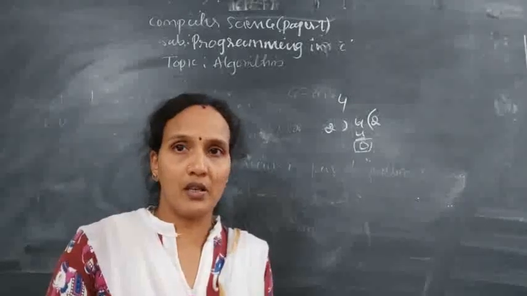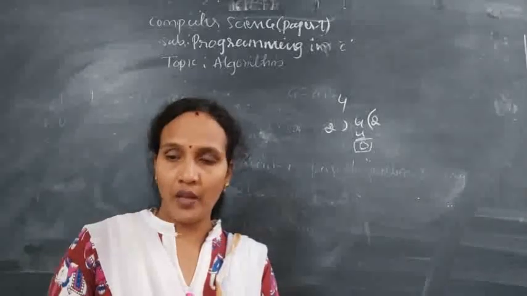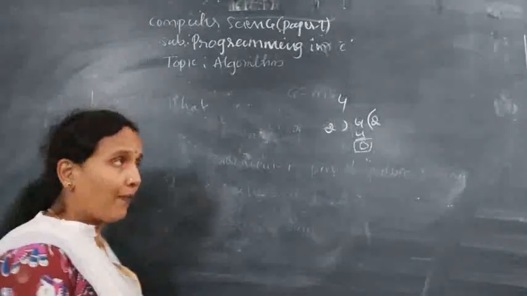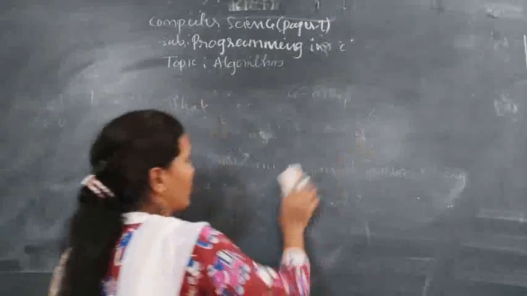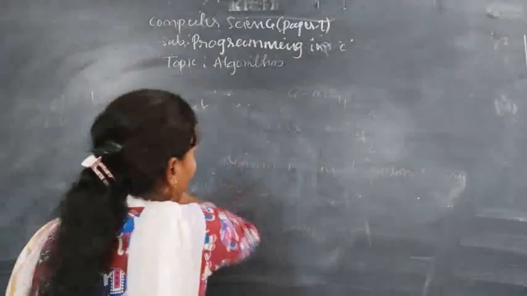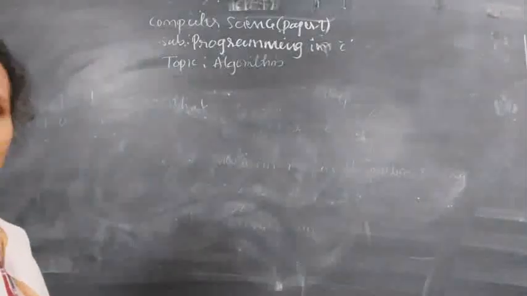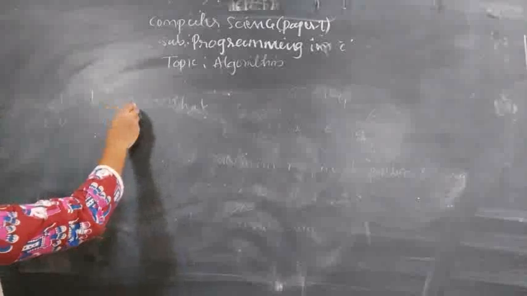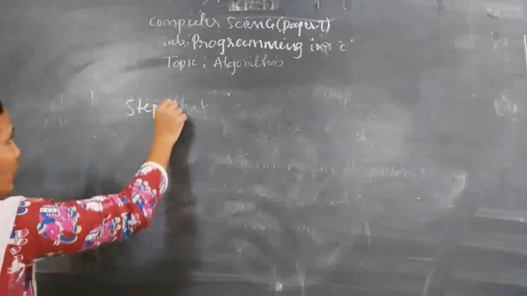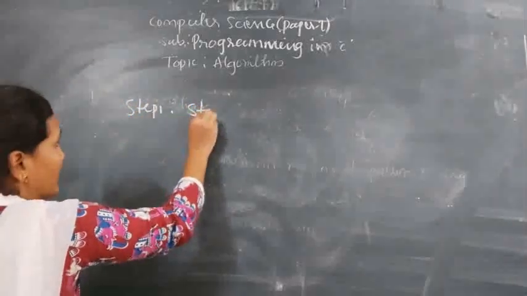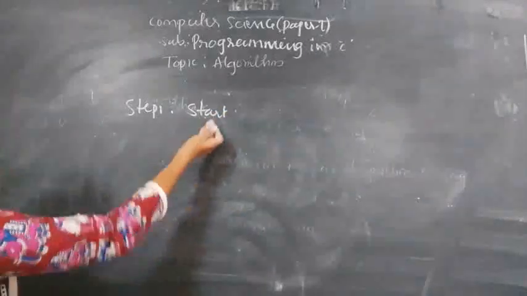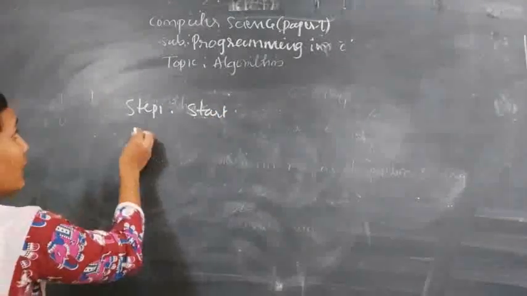You know that if the number is divisible by 2 and the remainder is 0, then it is even. But the system doesn't know. You need to give the instructions. So here using the step form we will give the instructions. I'll write the steps. Step 1, start. You need to start the algorithm. It is simple language, English we are using. Next, step 2.